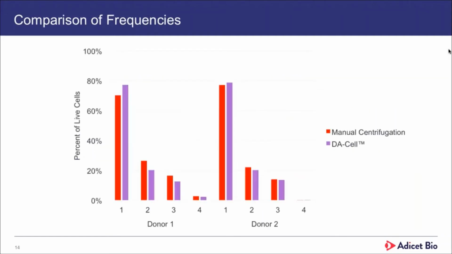We did a head-to-head comparison between the two methods with 2 different donors, and here I'm highlighting 4 different populations of cells. And yes, there is a little bit of variability in the frequencies, but it's nothing that we would consider outside the normal noise level. So the reported frequencies that we had, at least for the 4 populations that I'm depicting here, are within the noise that we would expect for normal variability in flow staining.